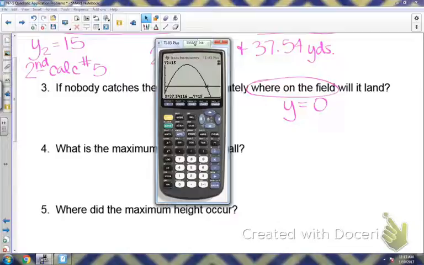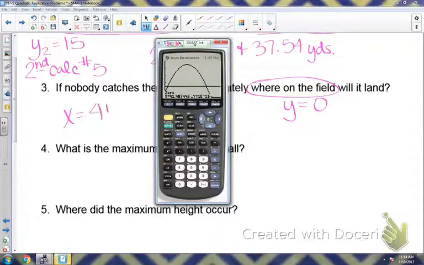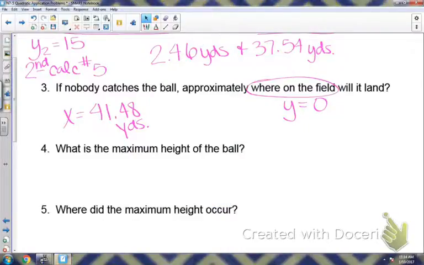Let's do second calc. We're going to choose number 2, which is 0. We're going to find the left side would be above the x-axis, the right side would be below, and how you know you're below is the y value is negative. And then press enter. Now remember, we talked about e to any negative power is 0. So that x value would be 41.48 yards. So if the height of the ball is 0, that means y is 0.